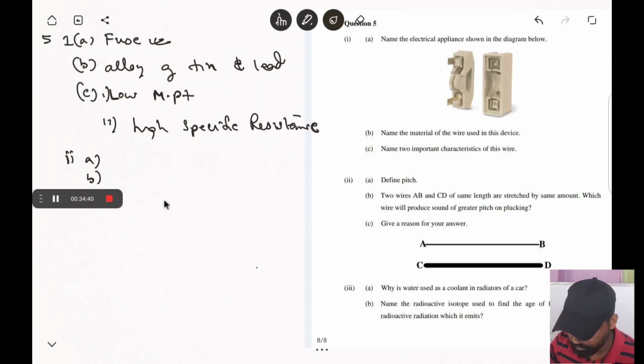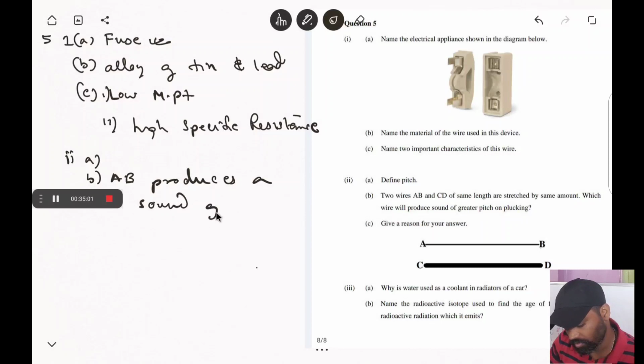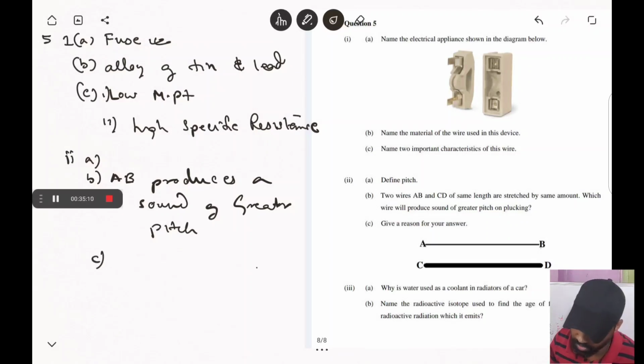Okay, number B. Let me see. 2 wires AB and CD of the same length are stretched by the same amount. Which will produce sound of greater pitch on plucking? Give a reason for your answer, part C. Part B, very easy. It will be AB only. Wire AB produces a sound of greater pitch. Why? Third question is why? Give a reason for your answer.